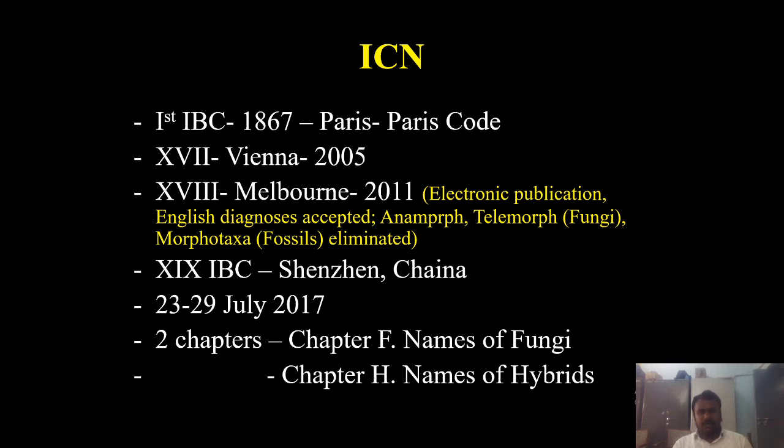So far, 18 International Botanical Congresses have been held in different places. For example, the 17th one at Vienna in 2005, the 18th one at Melbourne in 2011, and the 19th one at Shenzhen, China. That means the 19th International Botanical Congress was held at Shenzhen, China during 23rd to 29th July 2017. They added two more chapters, that is chapter F, names of fungi, and chapter H, names of hybrids.